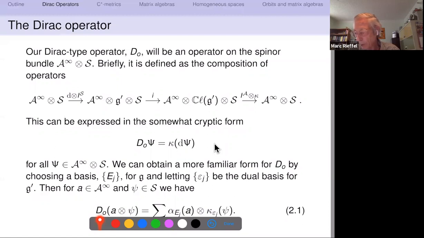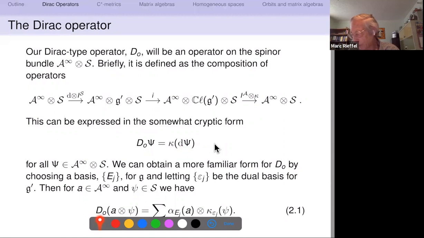It's just the composition of the first step here, where we're using just the mapping from A infinity into the cotangent bundle, and then as our second mapping, this is just the embedding of the dual of the Lie algebra into its Clifford algebra, and then the third map here is simply applying the representation of the Clifford algebra on the Clifford bundle. And this all can be expressed, as I say, in a somewhat cryptic form by this very short formula that I have here.